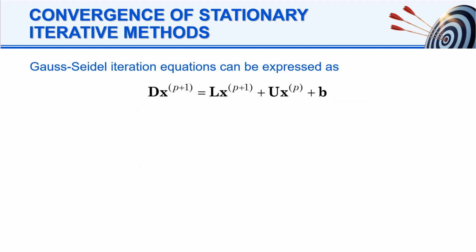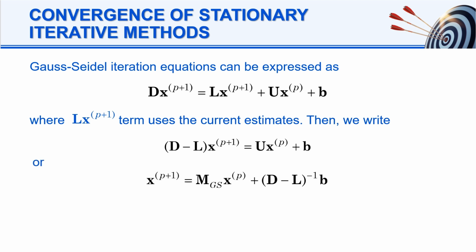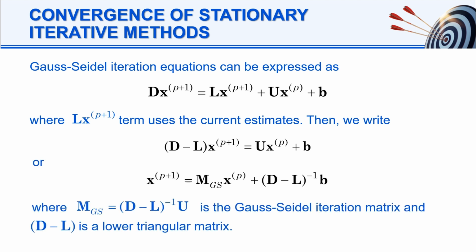The Gauss-Seidel iteration procedure can be expressed in matrix form as follows. The matrix product Lx is calculated using the current estimates of x. Solving this equation for the current estimate yields the following. Here M sub GS is the Gauss-Seidel iteration matrix, and D minus L is a lower triangular matrix.